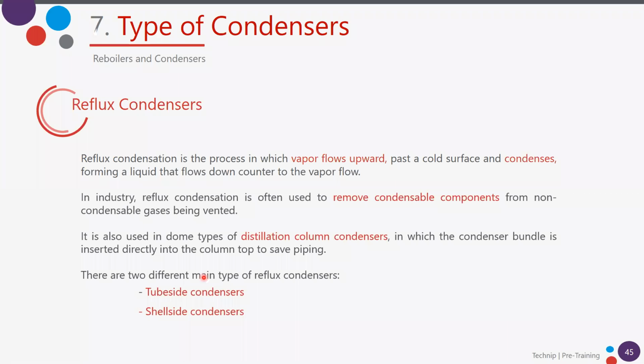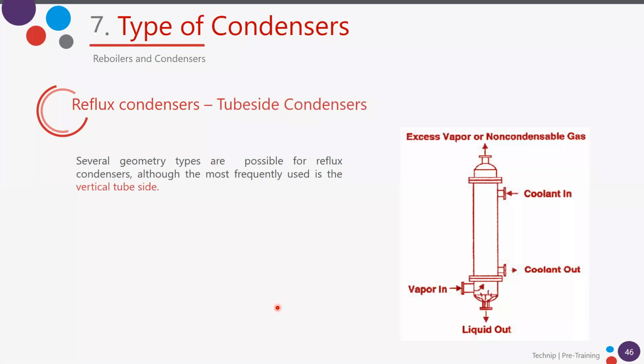And there are two main types of reflux condensers: the tube side condensers and the shell side condensers. These are the two types we are going to see now. We are going to start with the tube side condensers.